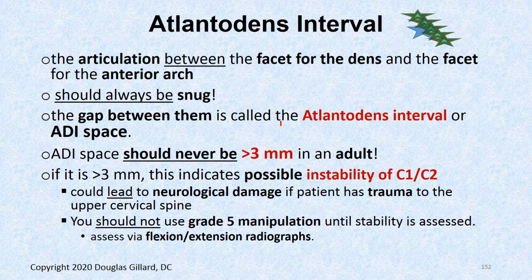In this ADI space, the articulation between the dens and anterior arch of atlas should be snug. There's a big ligament called the transverse ligament of atlas that holds that interval tightly. Not a big one with numbers, but here's a number you have to remember: the ADI space should never be greater than 3 millimeters. If it is, you don't adjust the patient. You don't put any force into their upper cervical, especially if they just had a car accident. You could kill them. It could mean instability of atlas axis, so if you did an adjustment or they had some kind of whiplash injury, they could injure their cord and become paralyzed, or even worse, dead.